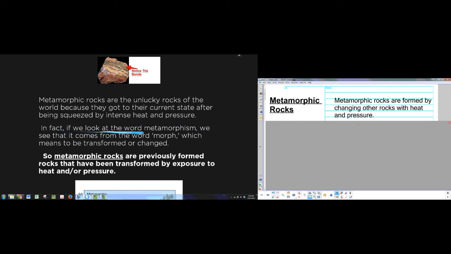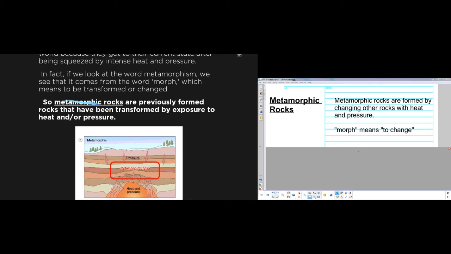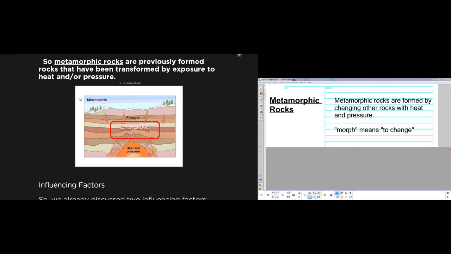In fact, if we look at the word metamorphism, we see that it comes from the word morph, which means to be transformed or changed. To morph is to change. The Mighty Morphin Power Rangers. Morph means to change. So metamorphic rocks are previously formed rocks that have been transformed by exposure to heat and or pressure.